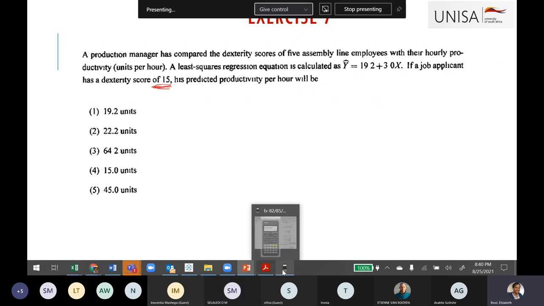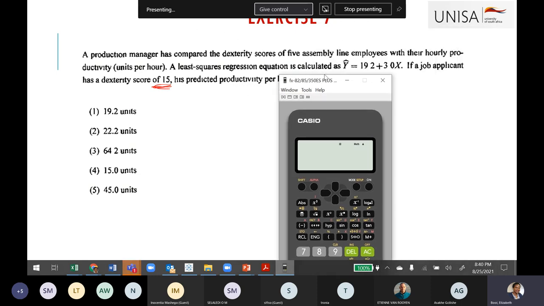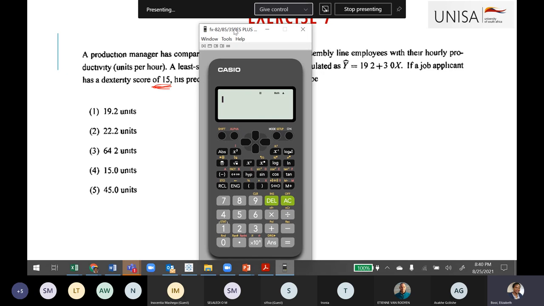So if it's 64.2, therefore it means what Slaledi has done was to, come on calculator, work with me, to say 19.2 plus 3 times 15, close bracket. And 64.2, and that's how we got the answer.